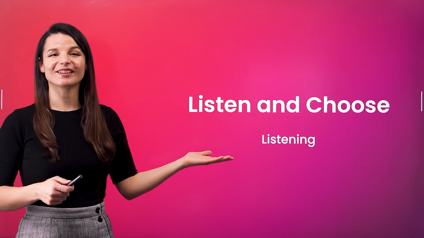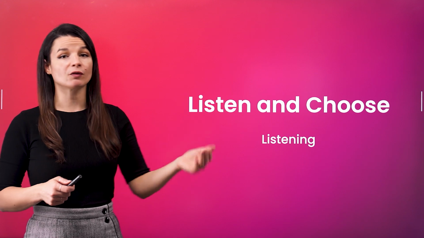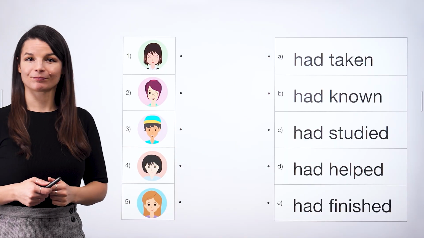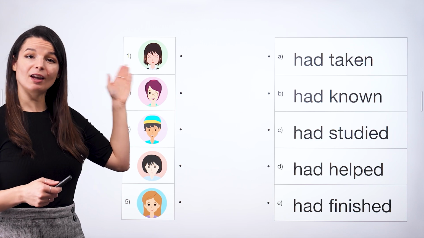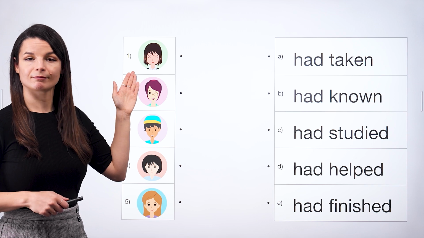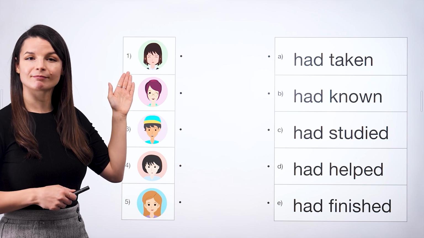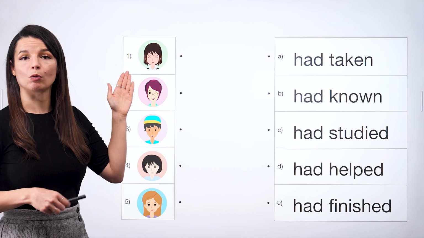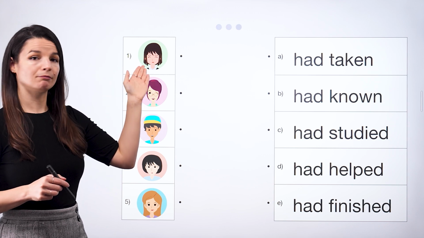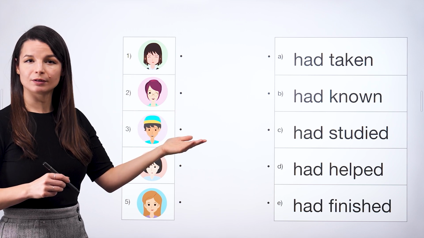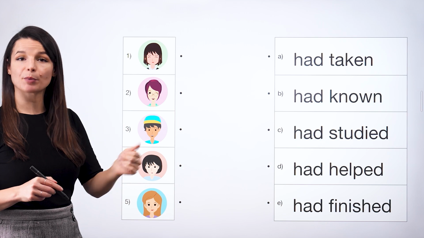Listen to what I say. What is the past perfect verb in the sentence? If I had known it would rain, I would have told you no. Listen one more time. If I had known it would rain, I would have told you no. Did you hear had known? Had known is the past perfect here.